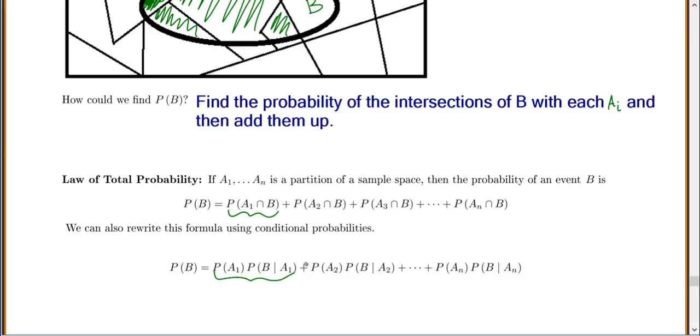Now that sounds really complicated. I would never expect you to use this formula by using the formula. Instead, you'll just keep doing what we've been doing, drawing the tree diagrams, and you can just do it intuitively without actually having to think about the law of total probability.